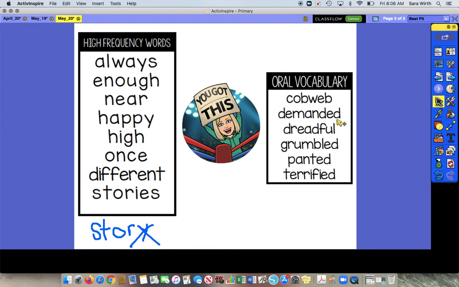Demanded. Dreadful. Grumbled. Panted. Terrified. Lots of these are expression words that you could read with. You could read in a demanded way or a dreadful way or a grumbled way. You could read as a panted way, I guess, if you're reading like a dog or a cat. And terrified. These would be good expression words.